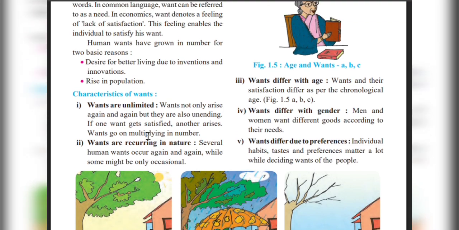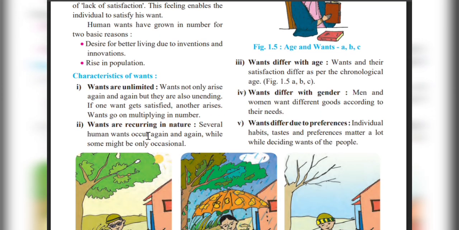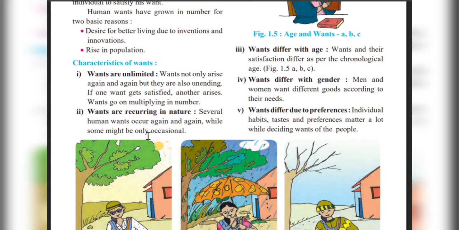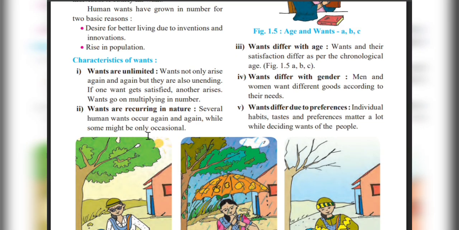Wants differ with age. Children, adults, and old people have different wants. Wants differ with gender. Men and women may prefer different products for their use. Wants differ due to preferences. Personal likes and dislikes matter. For example, some prefer tea and others prefer coffee.